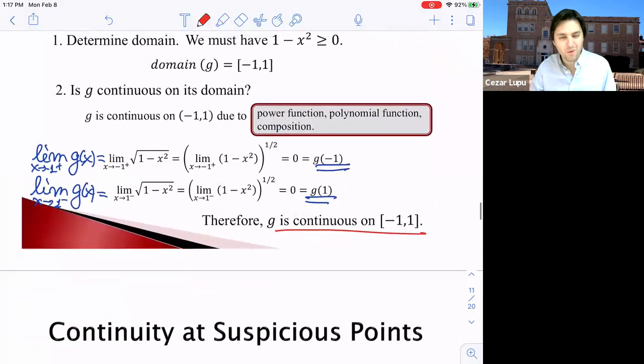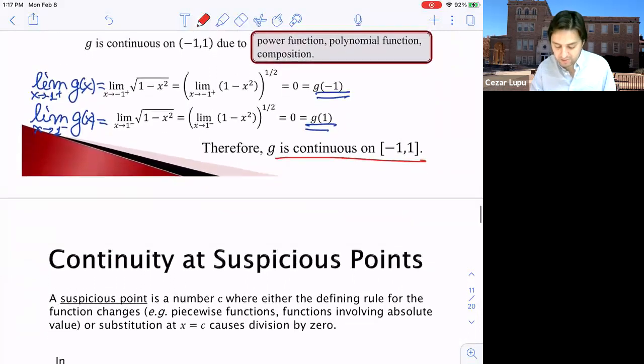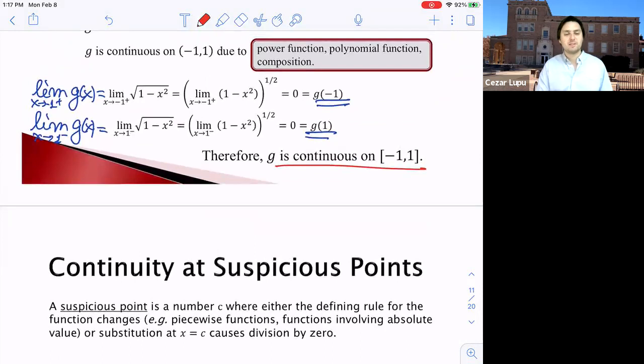All right, now let's talk about continuity of suspicious points. And you will see what I mean by this. And I'll give you an example. But first, let's see what is a suspicious point. Well, a suspicious point is a number C where either the defining rule for the function changes, for example, when we have some kind of piecewise functions involving absolute value, or substitution at the point causes division by 0. So that's what we call a suspicious point.